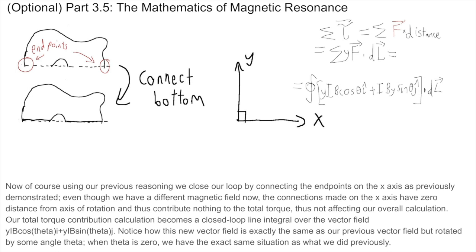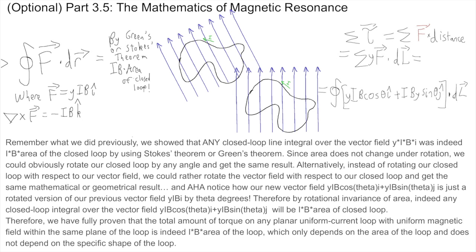When theta is 0, we have the exact same situation as what we did previously. Remember, we showed that any closed loop line integral over the vector field y times I times b times i hat was indeed I times b times the area of the closed loop, by using Stokes' theorem or Green's theorem. Since area does not change under rotation, we could obviously rotate our closed loop by any angle and get the same result. Alternatively, instead of rotating our closed loop with respect to our vector field, we could instead rotate the vector field with respect to our closed loop and get the same mathematical or geometric result.